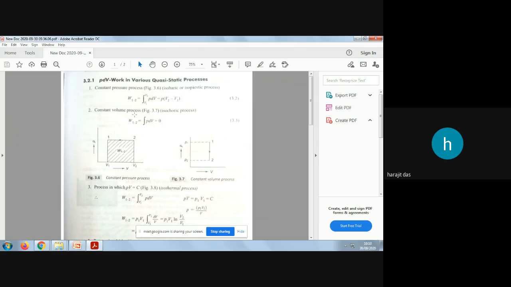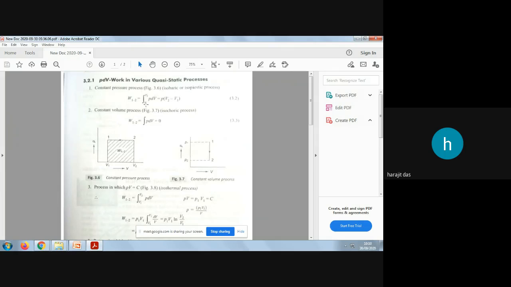So how will you find the total work? W1 to 2, because from 1 to 2 for this process, where pressure is constant. A constant pressure process is called an isobaric process. Bar is the unit of pressure, so isobaric process. Here it is written as isopiestic process or isobaric process. So isopiestic or isobaric.